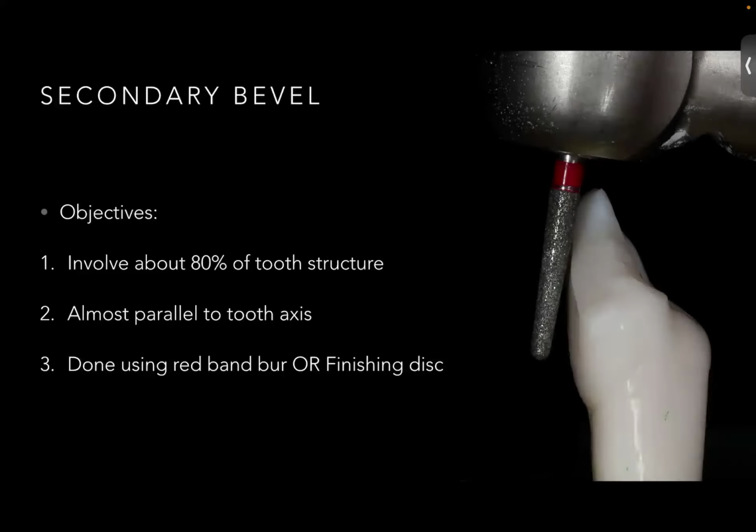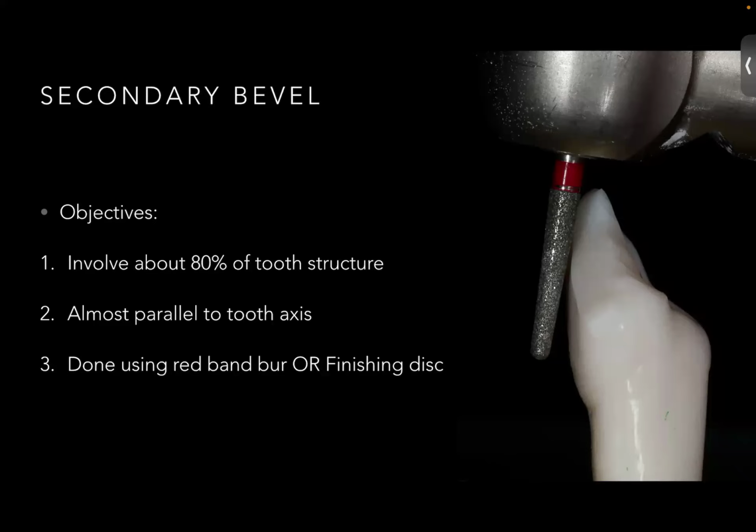Secondary bevel. Now it involves a greater amount of tooth structure. This depends from case to case, but another thing which we need to understand is it is also called the infinity bevel, because the secondary bevel is what is going to give higher aesthetics, or this is going to help you with blending your composite restoration with the tooth.